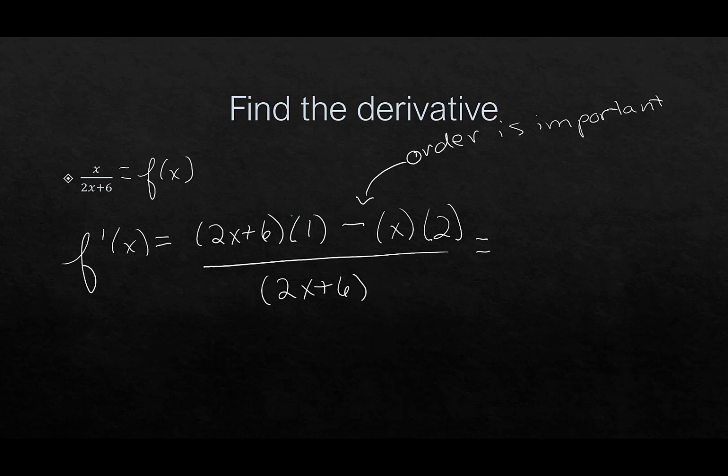We can definitely simplify this. So 2x plus 6 times 1 is 2x plus 6. Then negative x times 2 is negative 2x, and this is all over 2x plus 6 squared. Let's put that square down there.